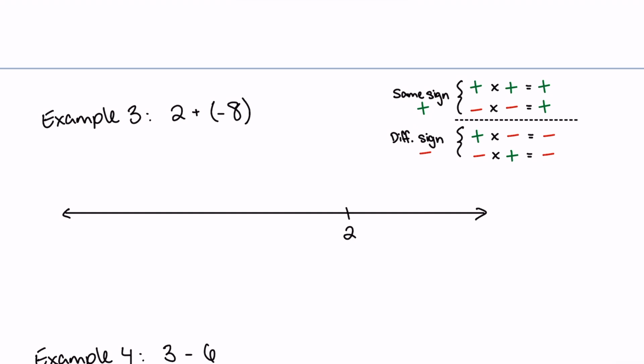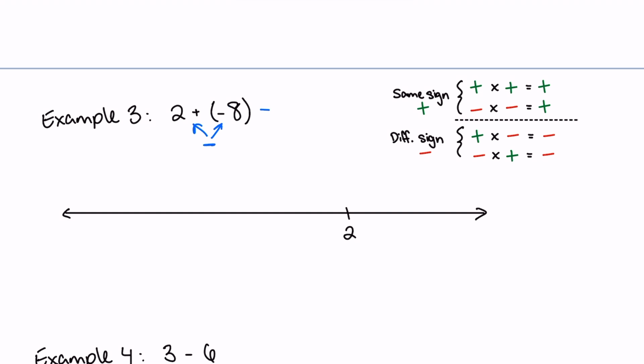Example 3 is a bit trickier because now we're adding a negative number. So now you're unsure which direction do I move, right or left? Well, when you have two signs next to each other, that means multiplication. So if you have two of the same signs next to each other, either a positive and a positive or a negative and a negative, you're going to have a positive product. If you have two different signs next to each other, you're going to have a negative product. So these are two different signs, so we're going to have a negative product.